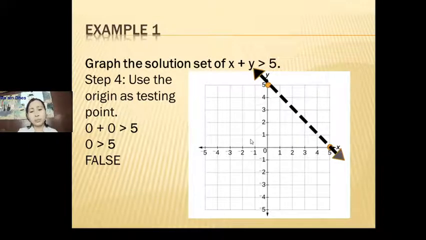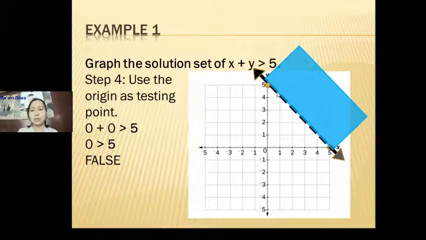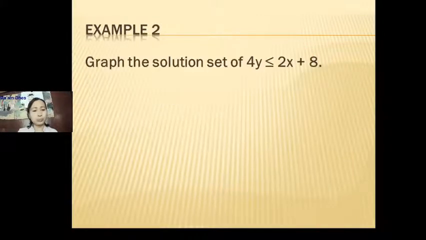So meaning, you will not shade this part. Meaning all the points lying in here are not a solution set. So what you're going to do is shade the other part. If this is (0, 0), you're going to shade this part. Okay, so that will be your shade. Meaning all the points that can be found in this area are a solution set of x plus y is greater than 5.